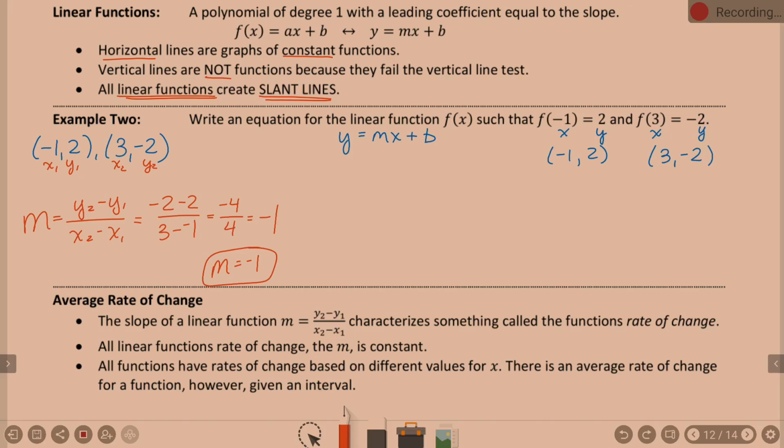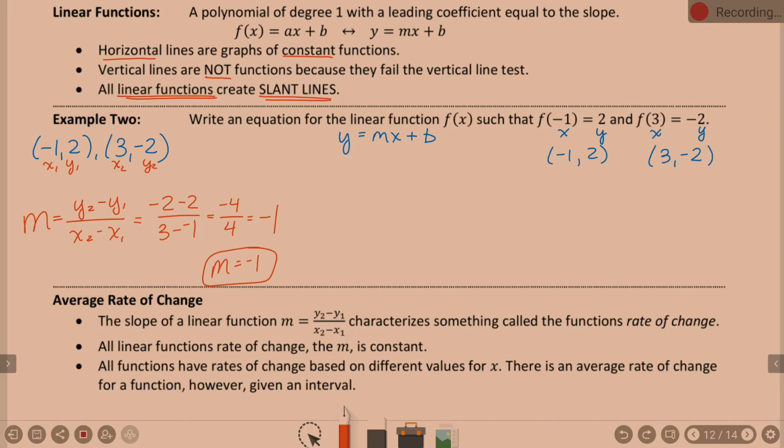Plug negative 1, 2 into y equals mx plus b with your slope. So y would be 2, negative 1 would be m and x in this situation. Are you guys following that? Use your slope. Pick an ordered pair. Does it matter which ordered pair you pick? No. If Logan picked negative 1, 2, Becca picks 3, negative 2, doesn't matter. They're going to get the same b as long as no one makes careless mistakes.